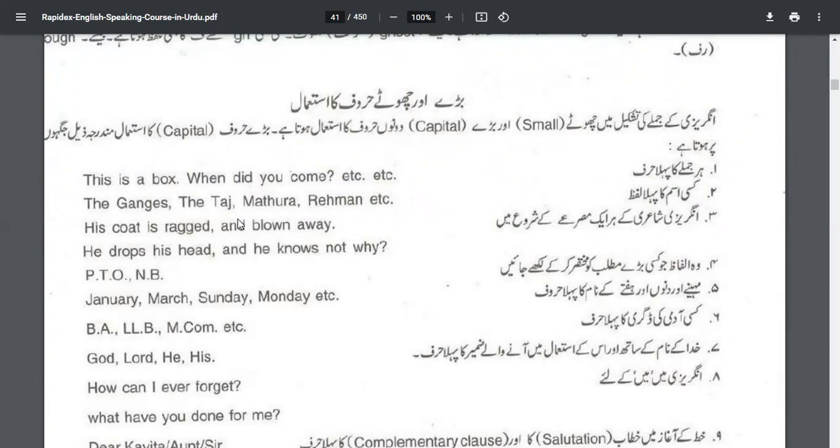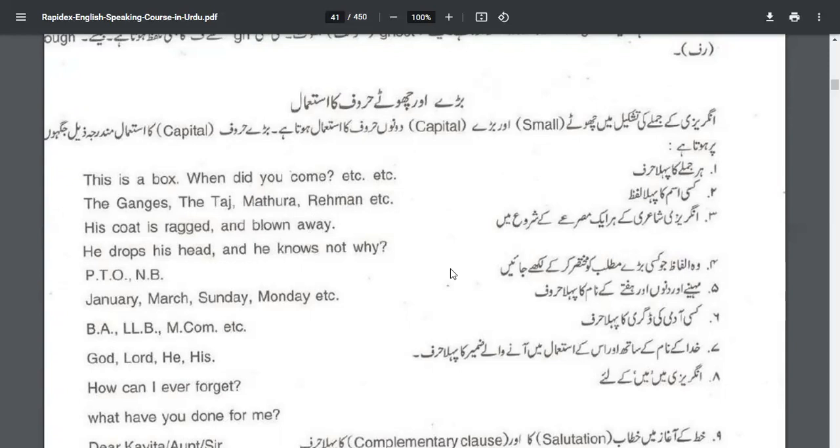Yes, the good sentences for learning English are those in which we have some actions. Anyway, this is a box. When did you come? Etc. These are the examples. The Ganges is the name of a river that's in India. The Ganges, the Taj Mahal, Mathura, Rahman, etc. All right.